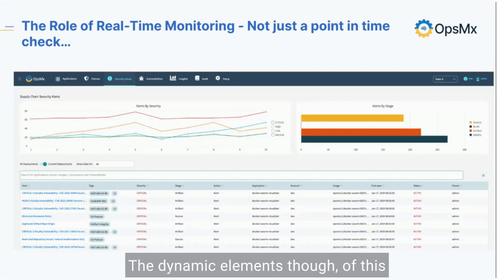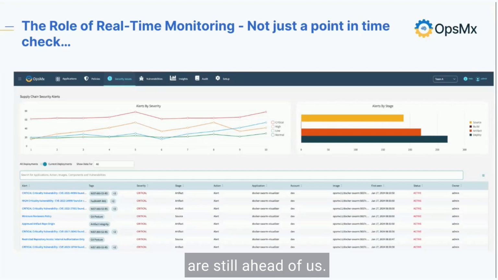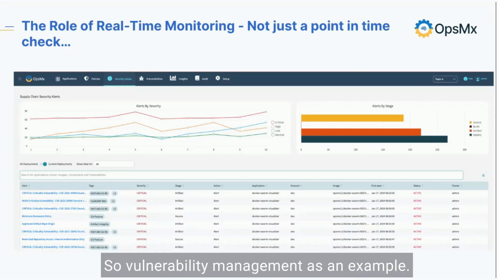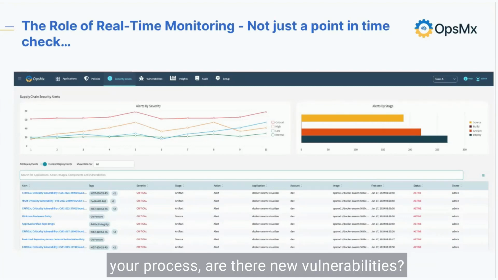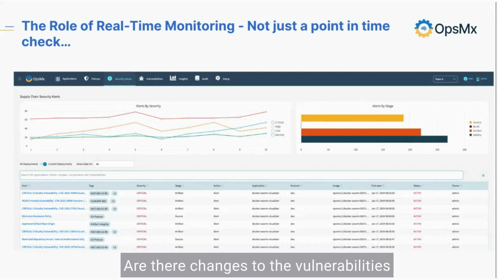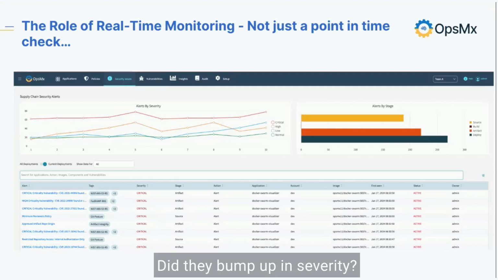The dynamic elements of this, though, are still ahead of us, right? So vulnerability management, as an example, right? When we look at things like vulnerabilities, consistently as the software is moving through your process, are there new vulnerabilities? Are there changes to the vulnerabilities that you already are tracking? Was there a new exploit discovered? Did they bump up in severity?